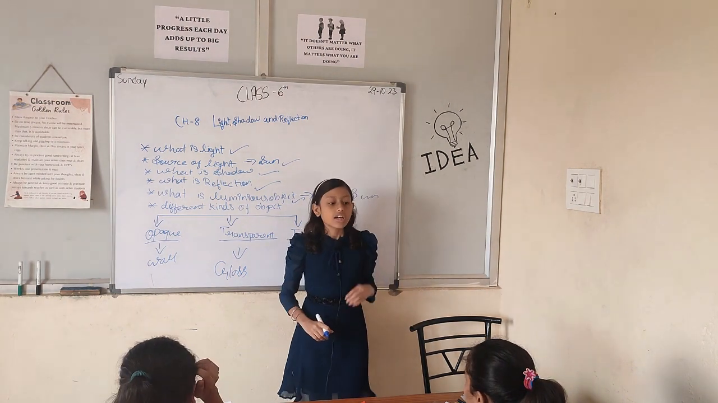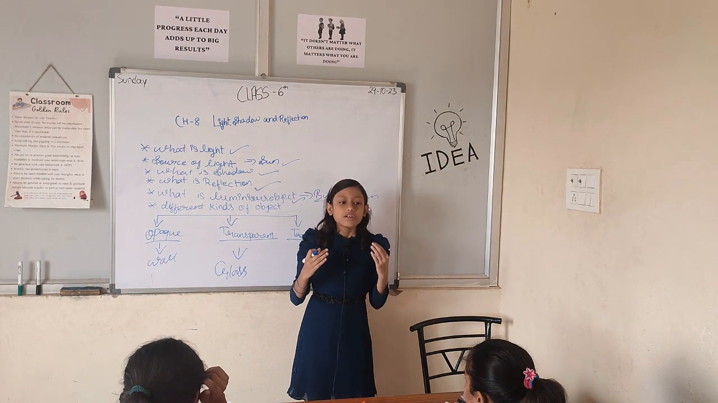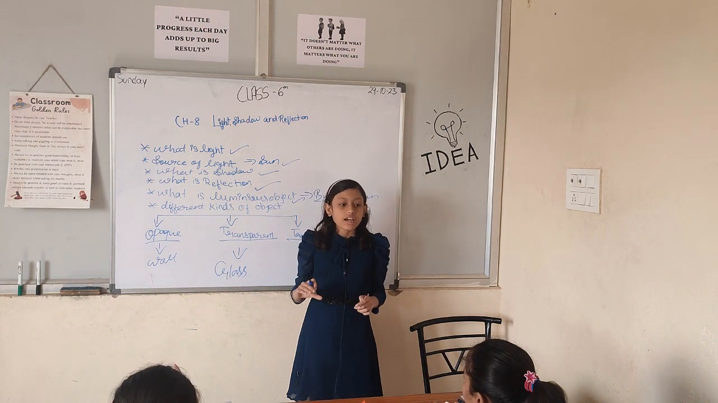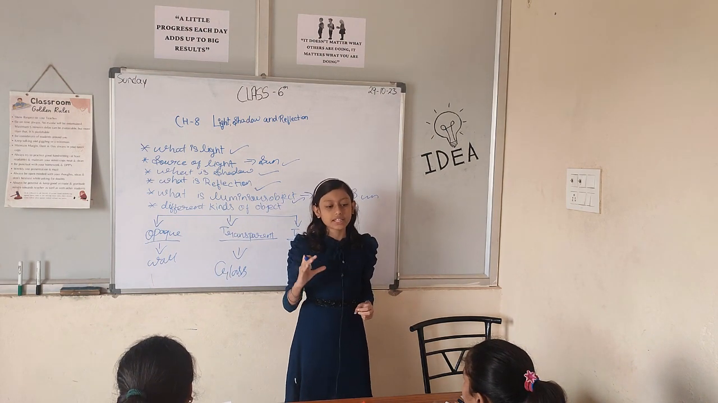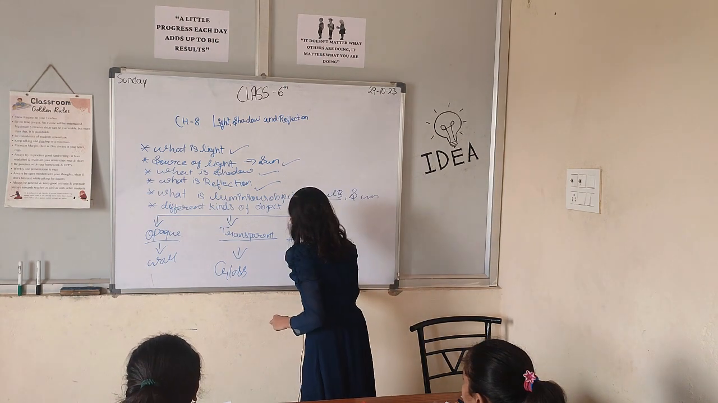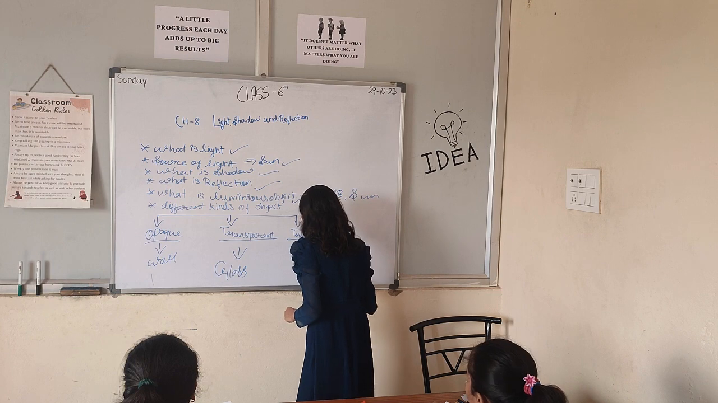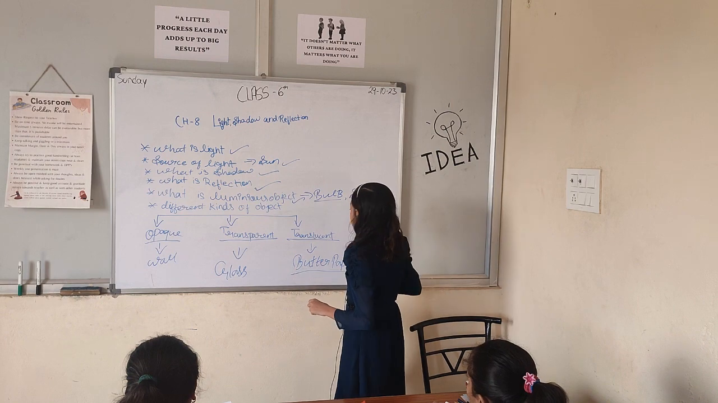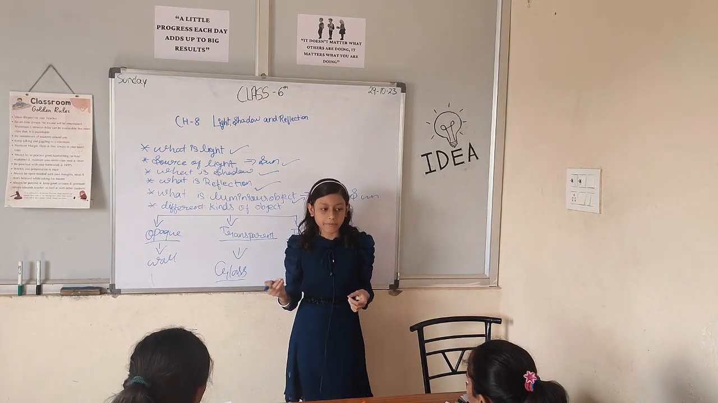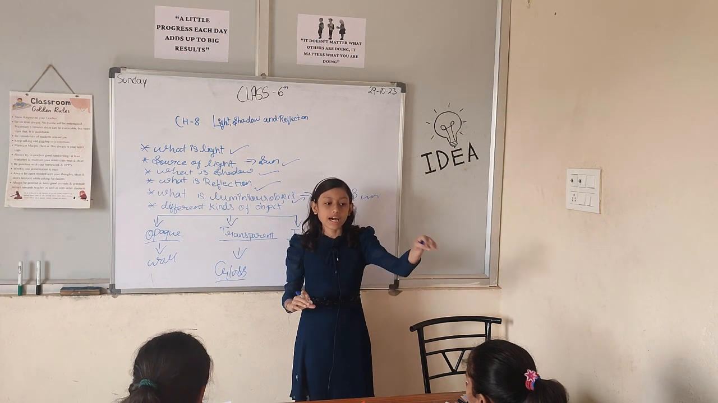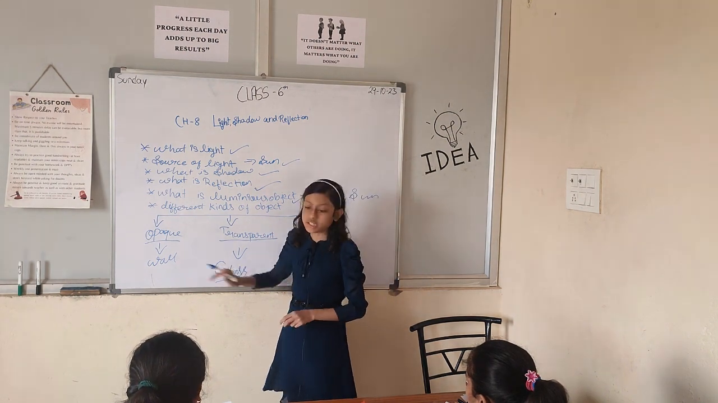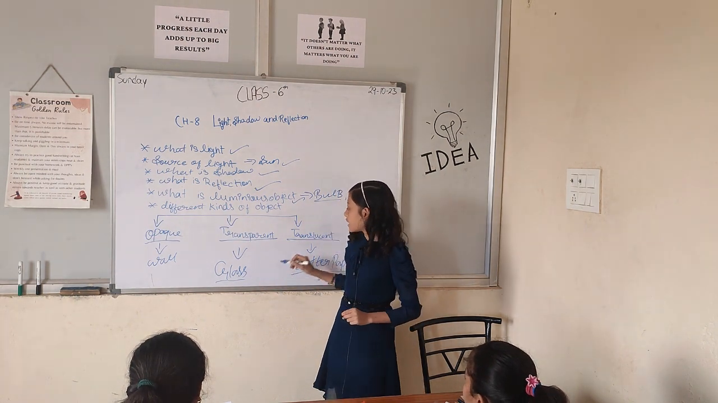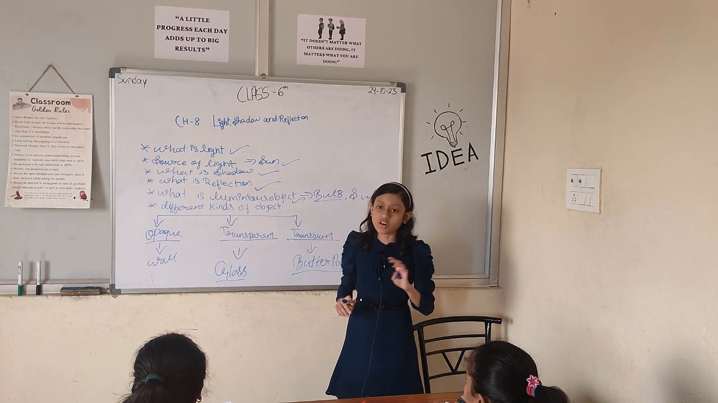What is translucent? Translucent objects are those through which we can see, but not clearly. We can see through them faintly, like butter paper. When you look through butter paper, you can see but not clearly what is happening on the other side. From opaque you cannot see anything through it. From transparent you can see everything clearly, and from translucent you can see but not very clearly.